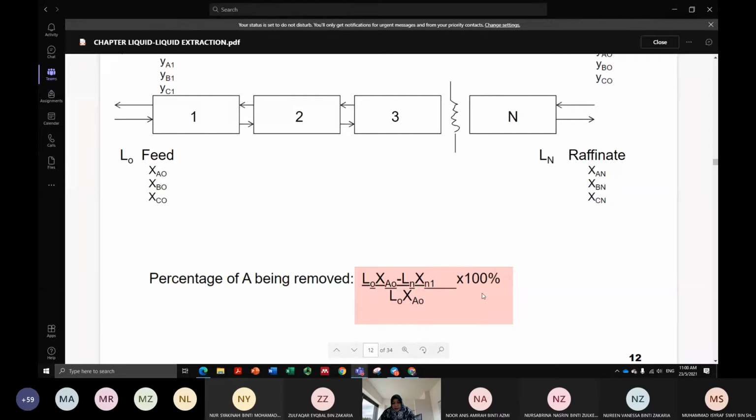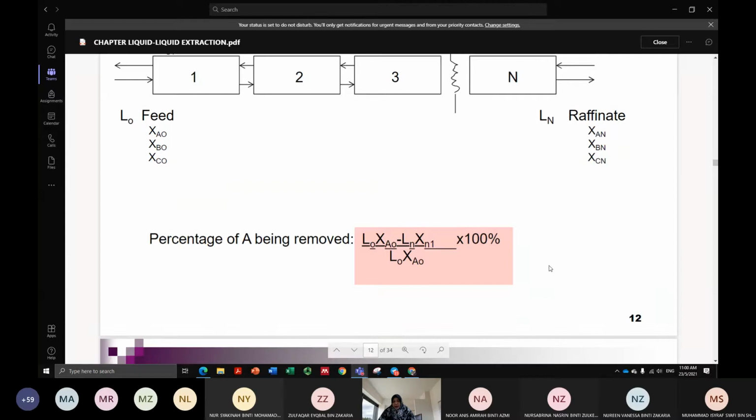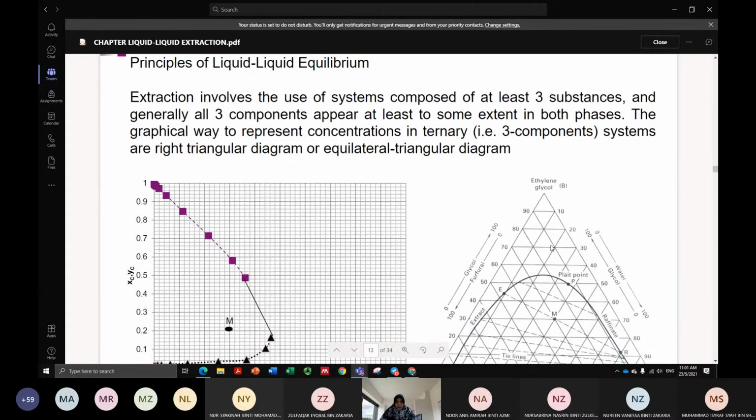Maybe 90%, maybe 80%, 70%, or maybe 99% to have a good separation process. So to have a good separation process, remember, you need to select your solvent properly. The preferential of your solvent to the process is very important. The solubility of your solvent to your solute is very important in order for you to recover or to remove your solute from the process.